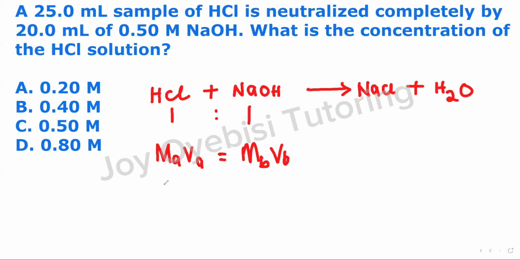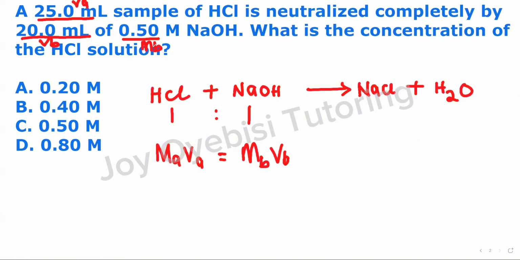Now, the next step is to identify our MAVA, MBVB in the question. It says here 25 ml sample of HCl. HCl is your acid. So this is the VA, okay? Then it goes on to say, neutralize completely by 20 ml of this concentration of sodium hydroxide. Now, sodium hydroxide is your base, meaning that the 20 ml is the VB and the 0.50 molar NaOH is your MB, the molarity of the base.